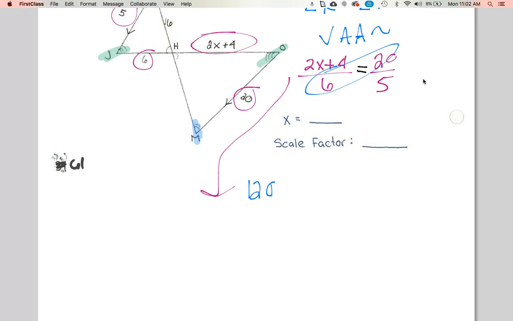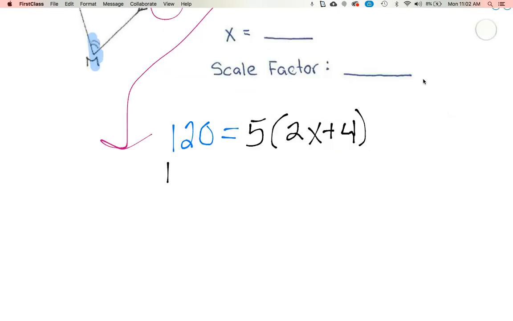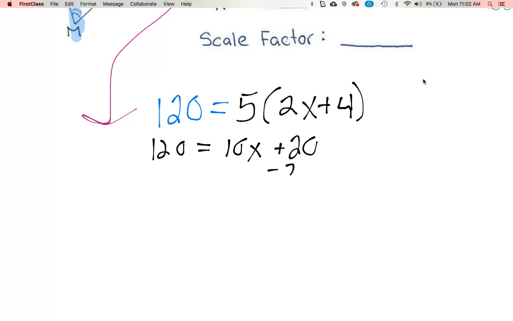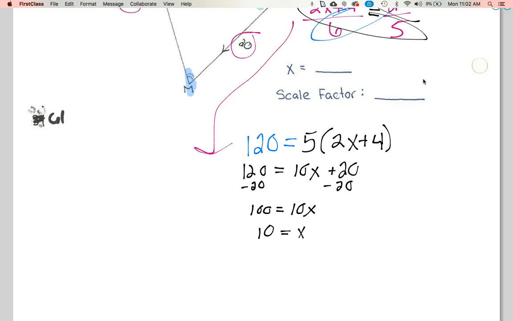So that's 120 equals 5 times 2x plus 4. So 120 equals 10x plus 20. Subtract the 20. 100 equals 10x. X equals 10.